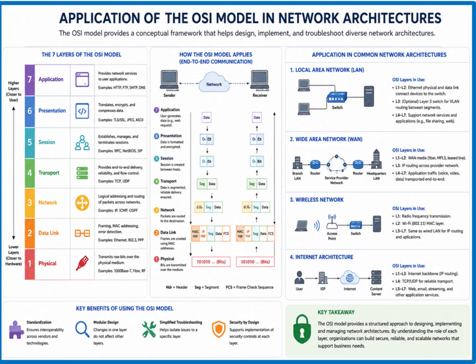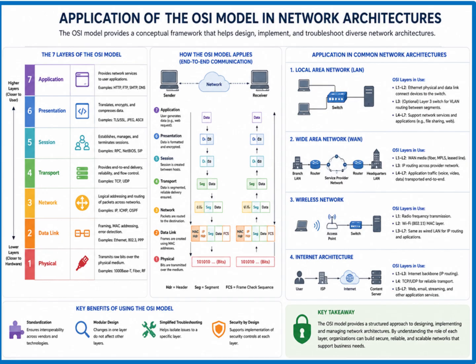As the information moves down the stack, each layer adds its own control information in a process called encapsulation. The transport layer creates segments, the network layer creates packets, the data link layer creates frames, and finally the physical layer transmits the data as bits across the communication medium. At the receiving side, the process is reversed through decapsulation until the data reaches the destination application.